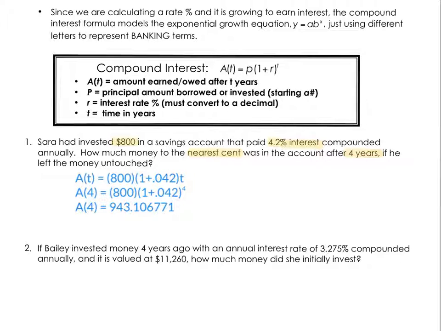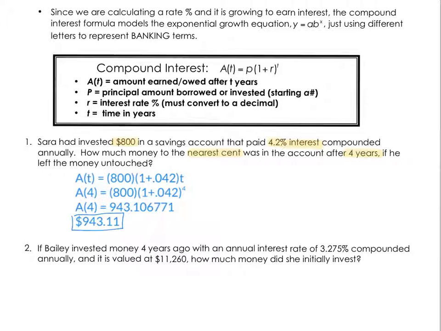We put it in the calculator and we get this decimal. But remember that it's money, and it even said in the directions that we needed to round to the nearest penny, nearest cent. So my final answer here is $943.11.